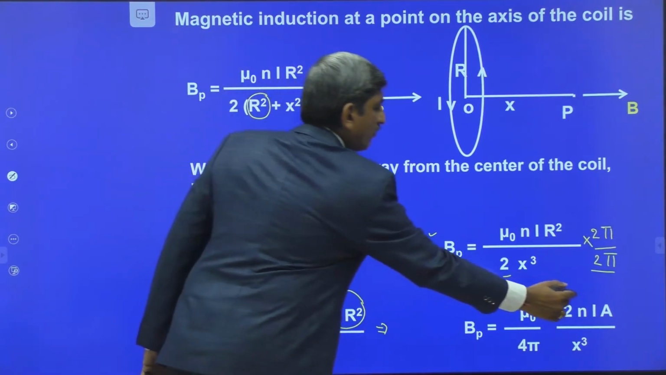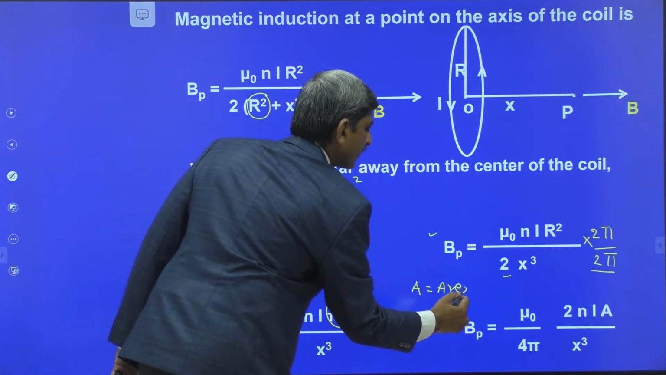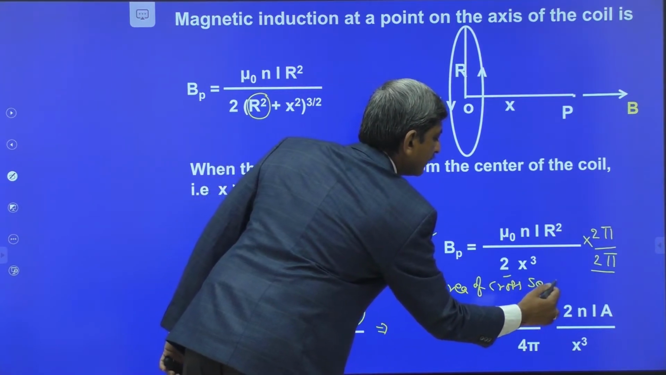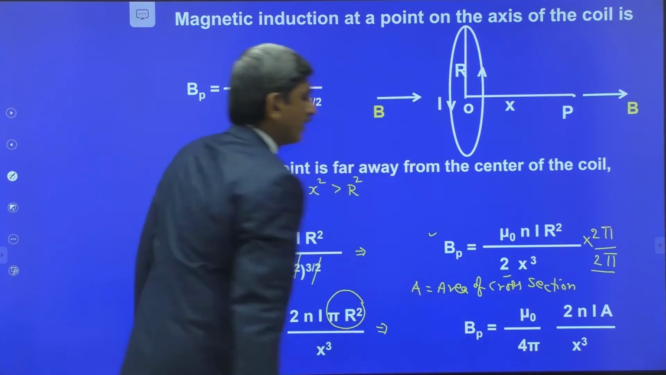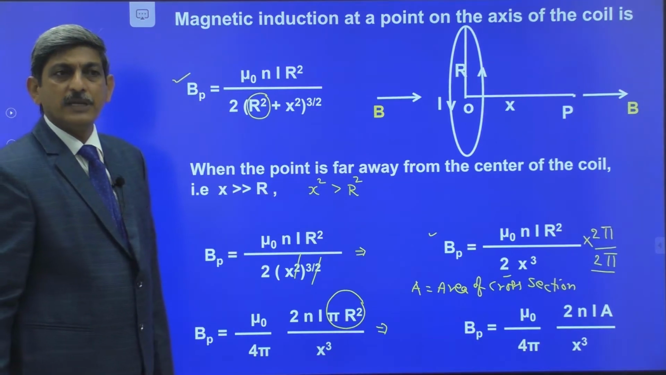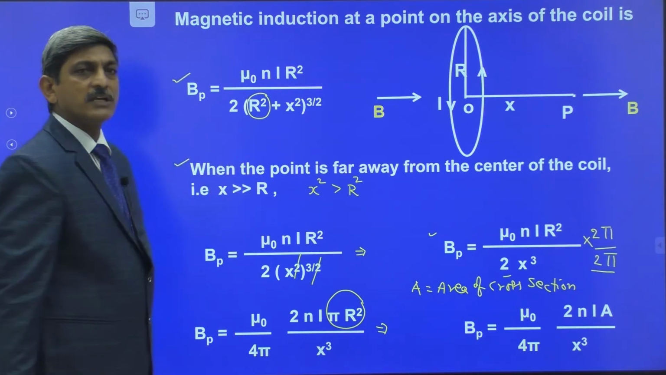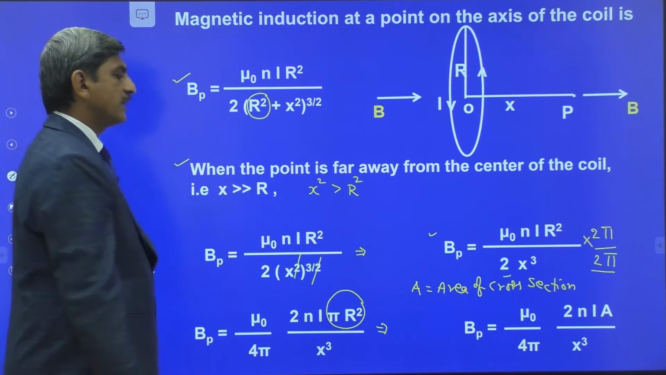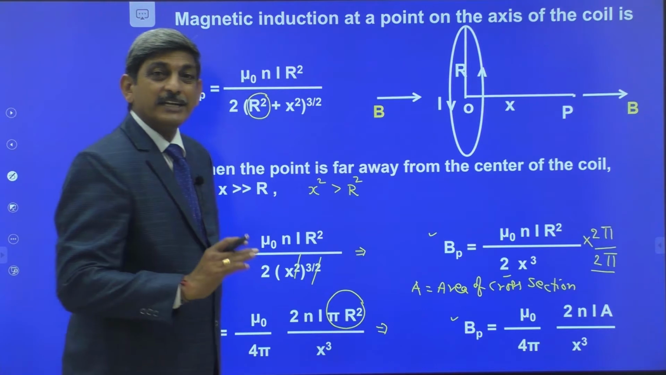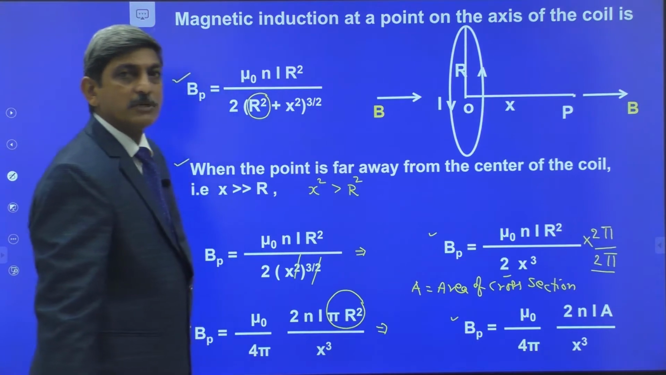In this equation, what A stands for? A is the area of cross section of the coil. Okay, here first we studied the magnetic induction at a point P on the axis of the coil. After that, if the distance is far away, how the equation is modified, that is studied. After that, we obtain the equation for the magnetic induction in terms of the area of the coil. Okay, this is the magnetic field produced by the coil.